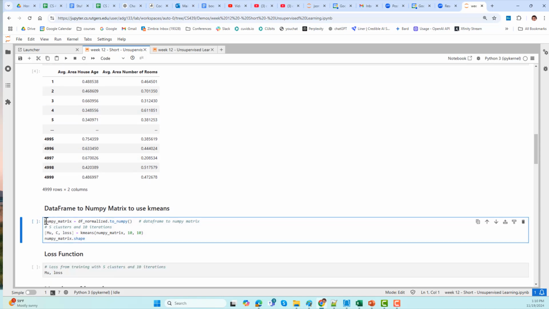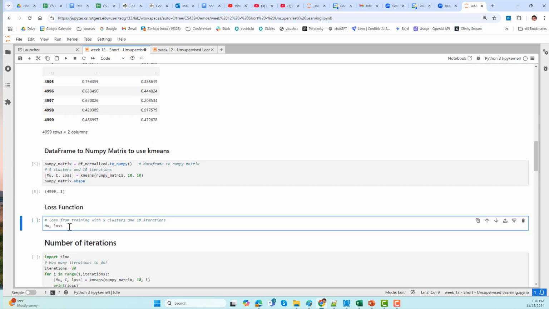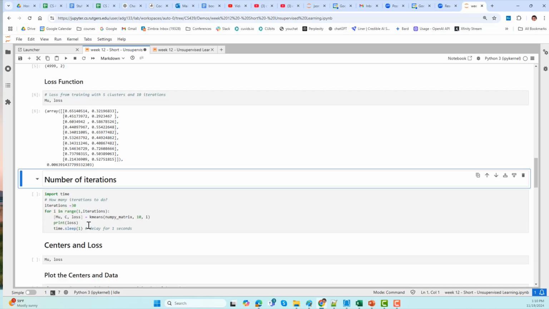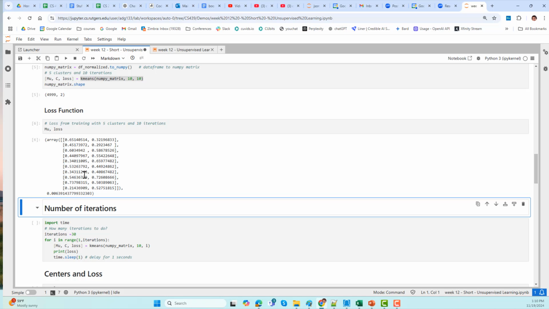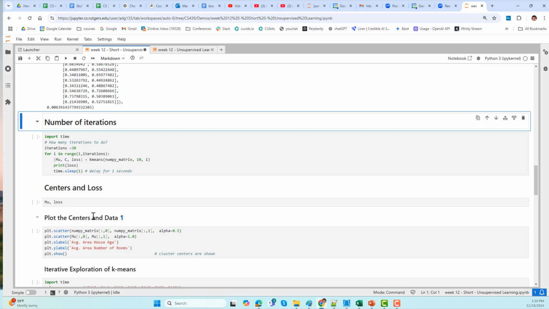Before we can apply the k-means, we want to convert our normalized data frame into a NumPy array. And the NumPy array shape is now 4,999 rows by 2 columns. We apply the k-means algorithm here, with 2 iterations, and then we can find the centers that it found and the loss. So it shows the centers and the loss. These are center points that represent each of these observations here. So remember, there are 10 points.